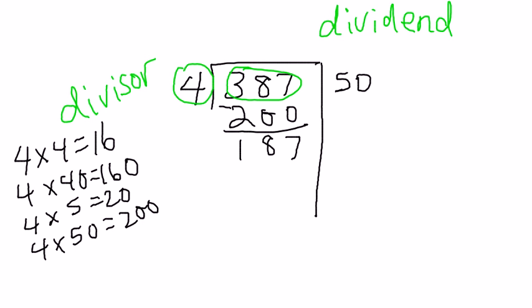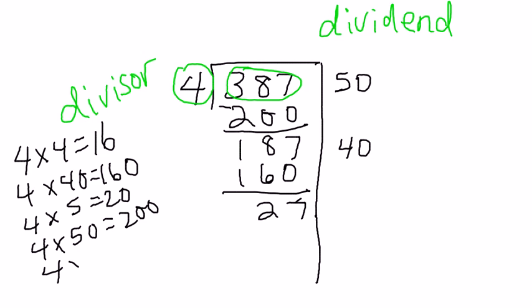I'm going to then go back over to the rough work I did in the left margin, and I'm going to use 4 times 40. 4 times 40 is 160, and I have 27 left over. I also know that 4 times 6 is 24, so I'm going to use 4 times 6, put the 24 here. I have 3 left over, and that's my remainder.